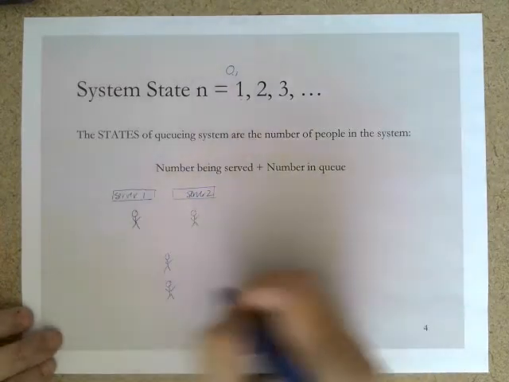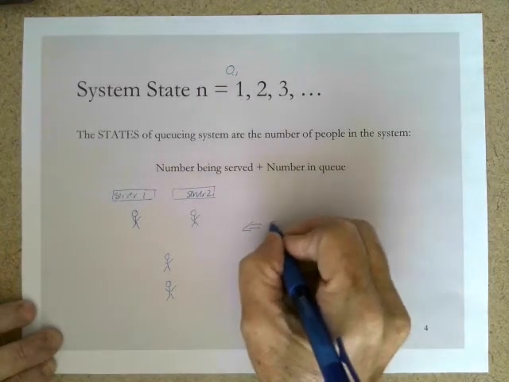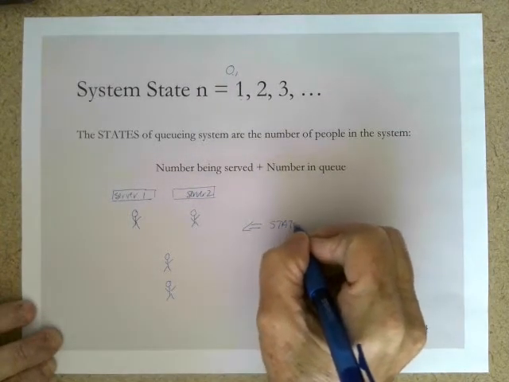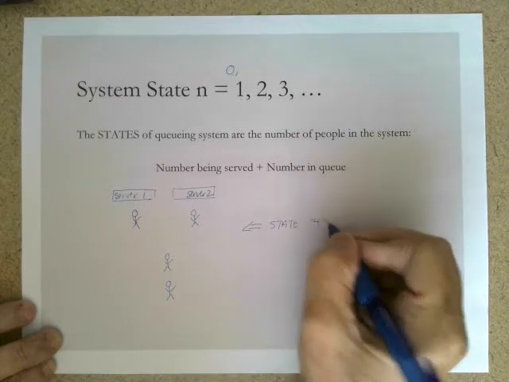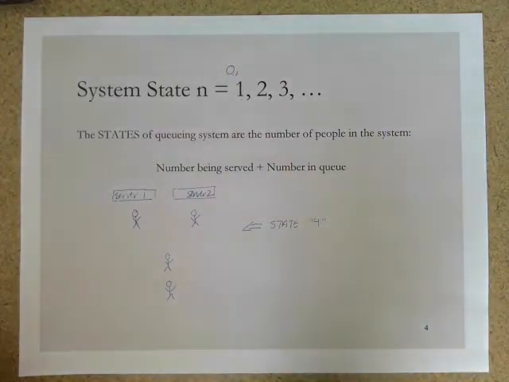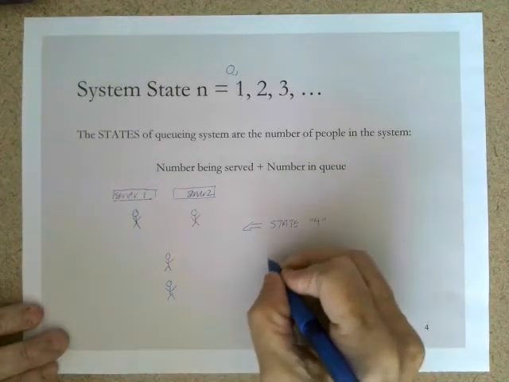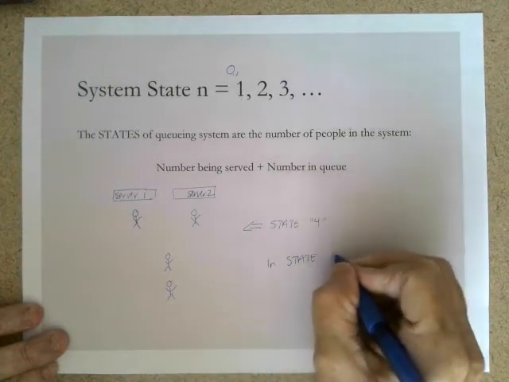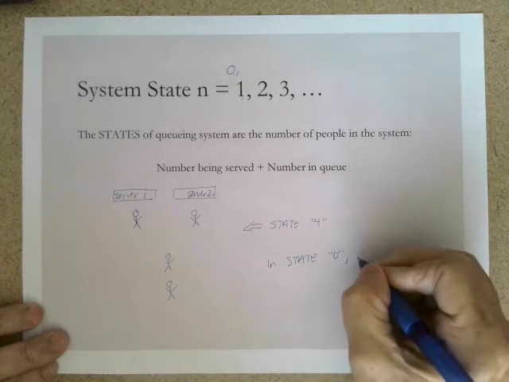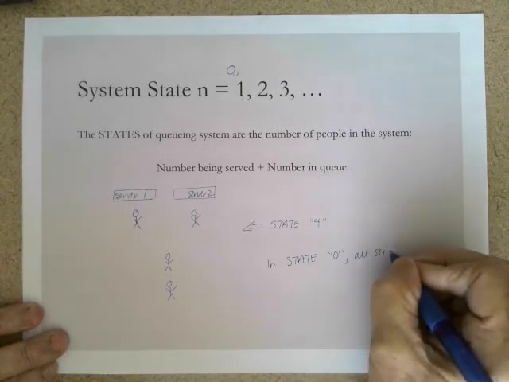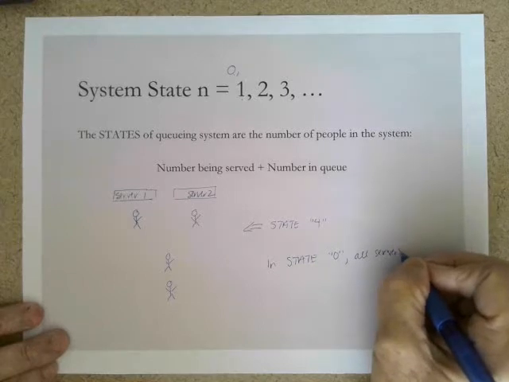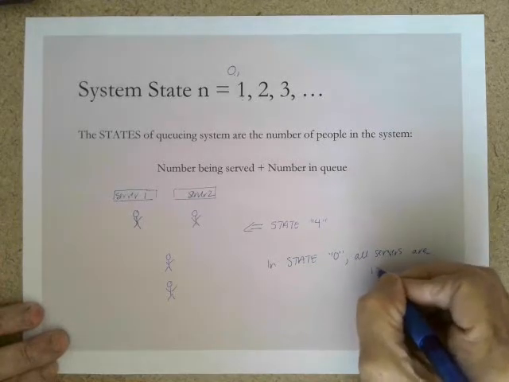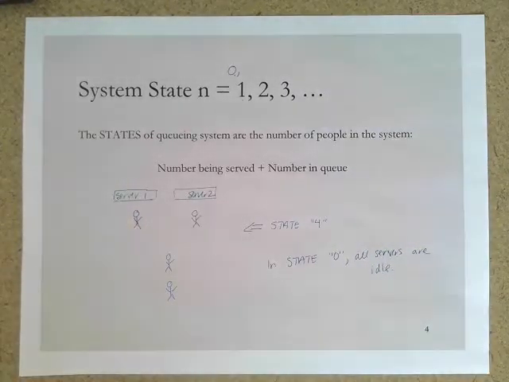So right here, this is what we would call state, and I'll put it in quotes, 4, because that's the total number of people in the system. In state 0, let me write it this way, all of the servers, and we can also have a single server as well, are idle. That means that they are not working. So that's a term that you will see.